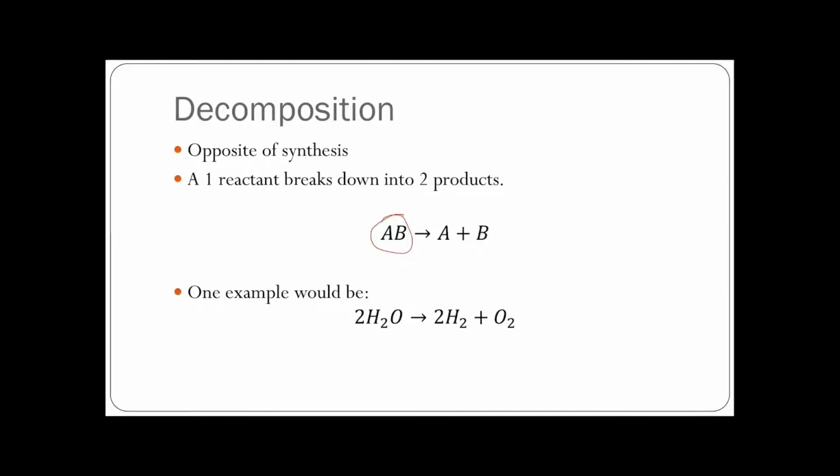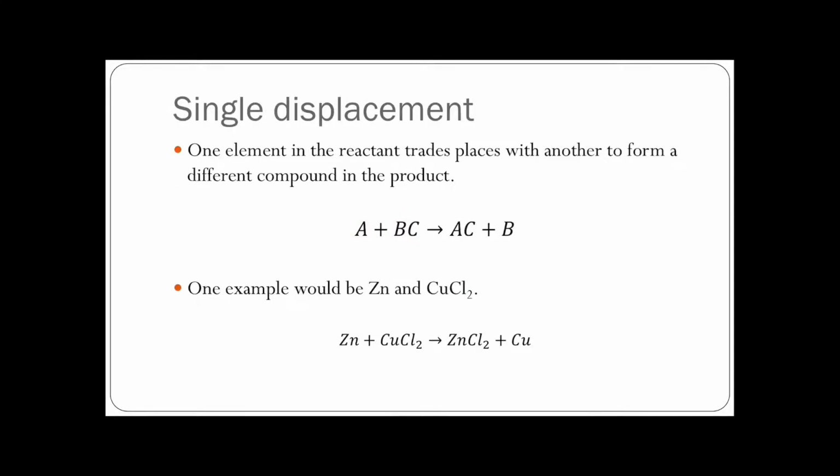An example of this would be if you're taking water and you are breaking it down into its different hydrogen and oxygen components. Another one we are going to be talking about is single displacement. This is when one element in the reactant trades places with another to form a different compound in the product.